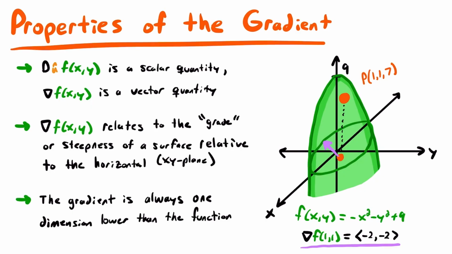But how does that vector and its direction relate to the steepness or the grade of this surface at this point? Right, I told you that the gradient relates the grade or steepness of a surface relative to the horizontal or the xy plane. But what does that actually mean? Well, in order to understand that or to make that more clear, we need to go over the actual properties of the gradient. Okay, so far I've just gone over some of the basics, but now we want to actually look at the properties of the gradient vector.